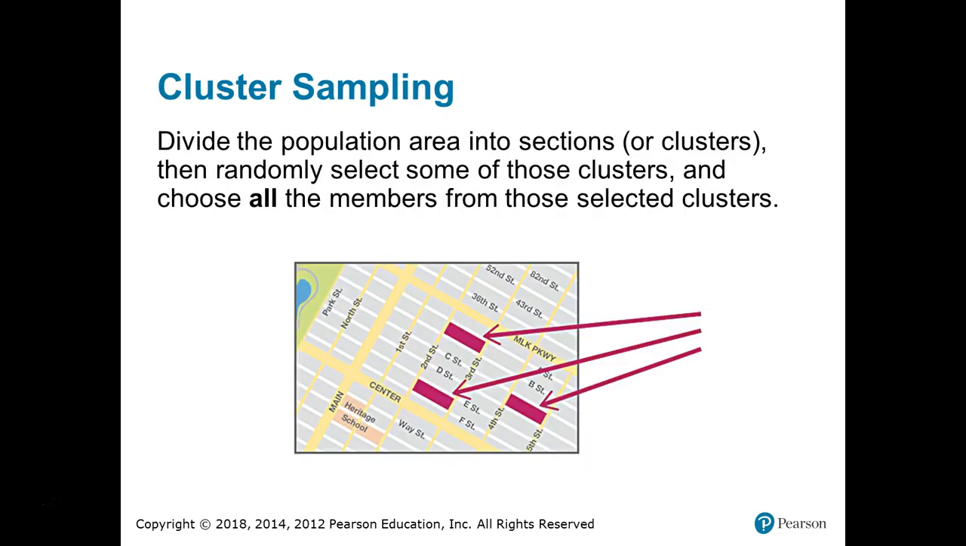Finally, cluster sampling is when we divide the population into sections or clusters, and then randomly select some of those clusters and then choose all members of those selected clusters. So maybe I want to know how people are going to be voting in a little town's mayor election. So I'm going to randomly select different blocks, these little red rectangles, randomly select those clusters, and then I'm going to interview every single member on that block.